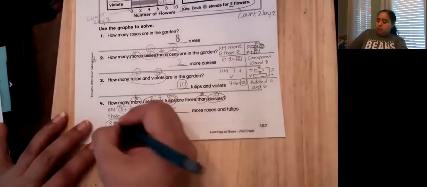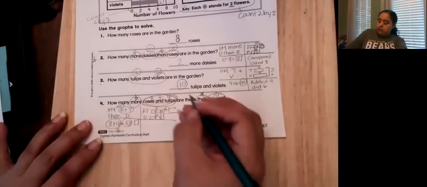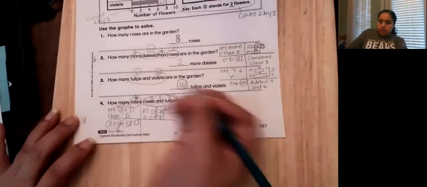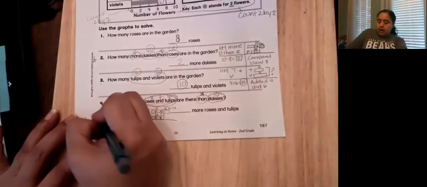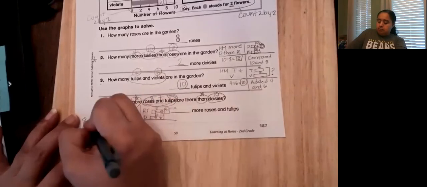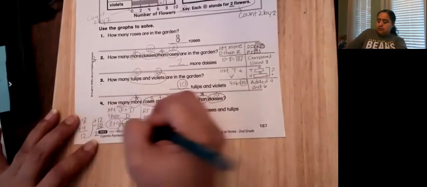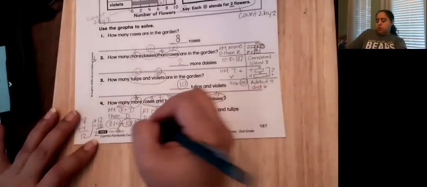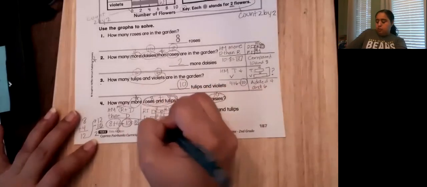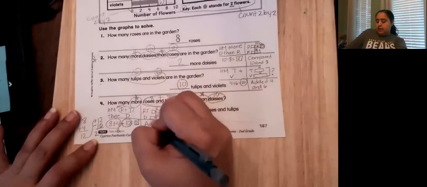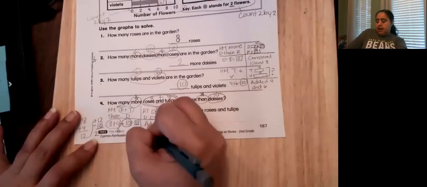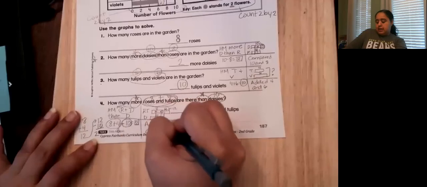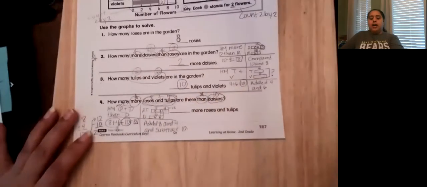Okay, remember 8 plus 4, oh, sorry, I'm going to do it over here. 8 plus 4 is 12, and 12, let's do our second step, minus 10 gives me 2. So the answer is 2. So how did we solve the problem? We added 8 and 4, and then subtracted 10 to find our answer.